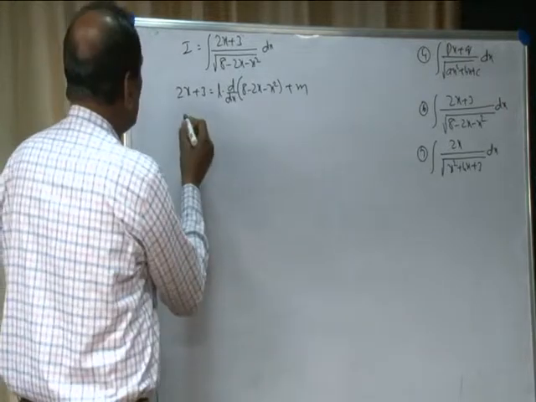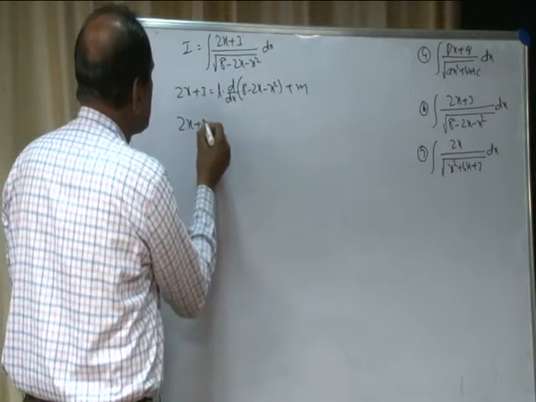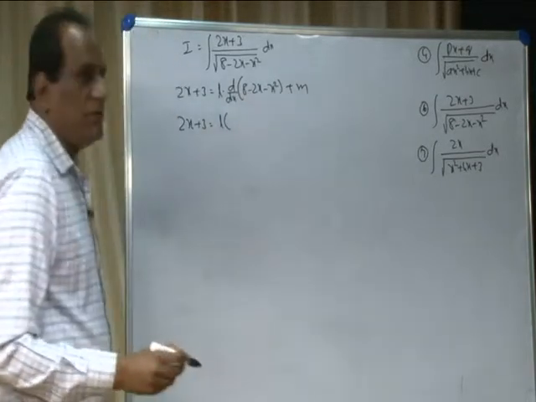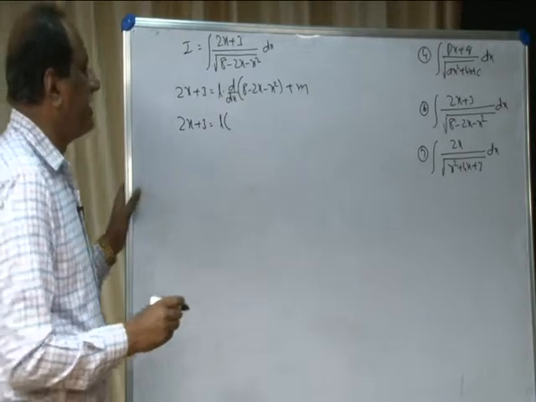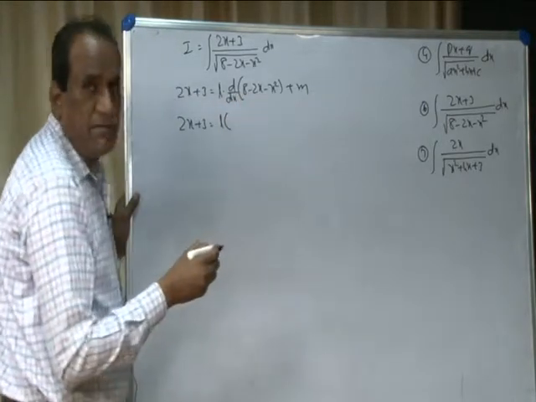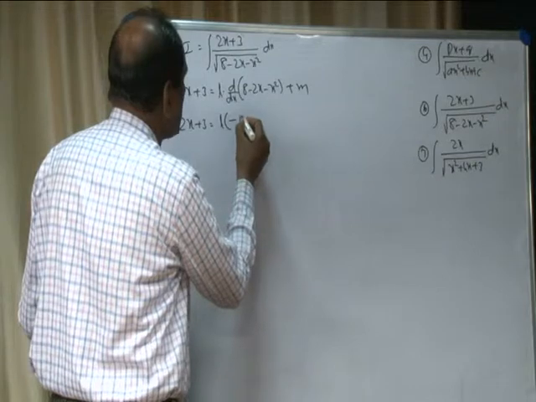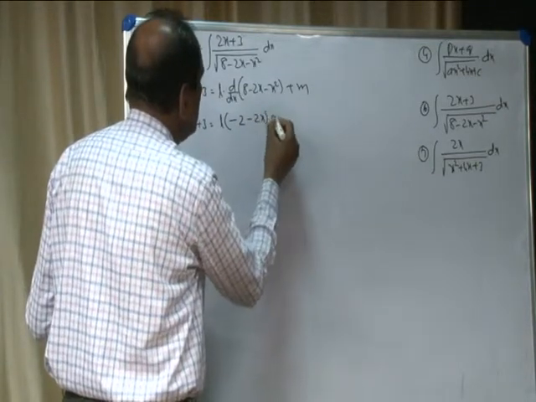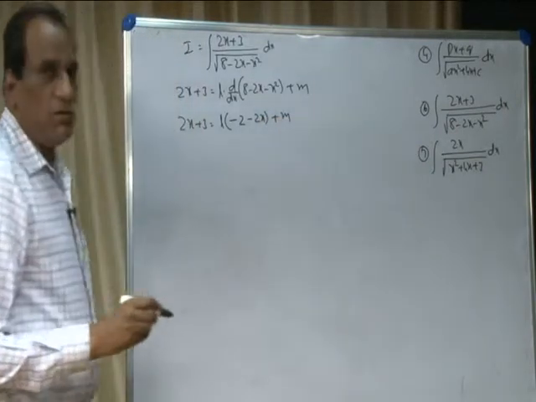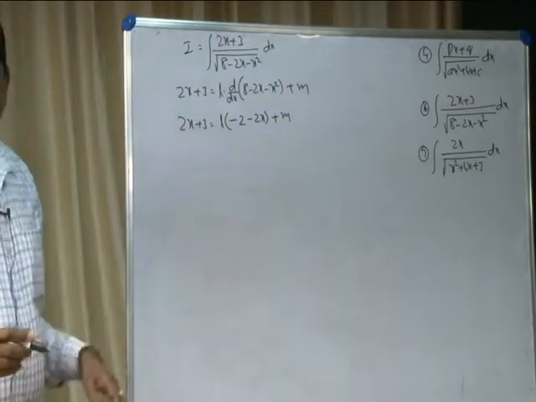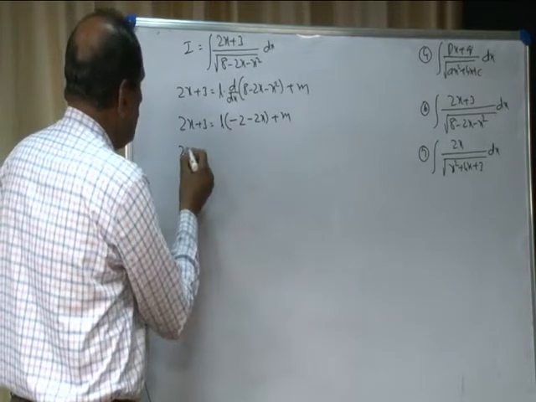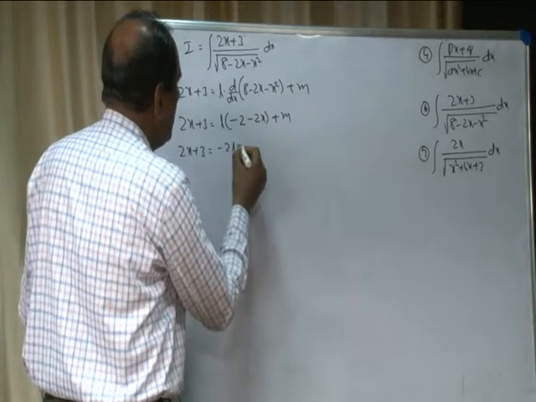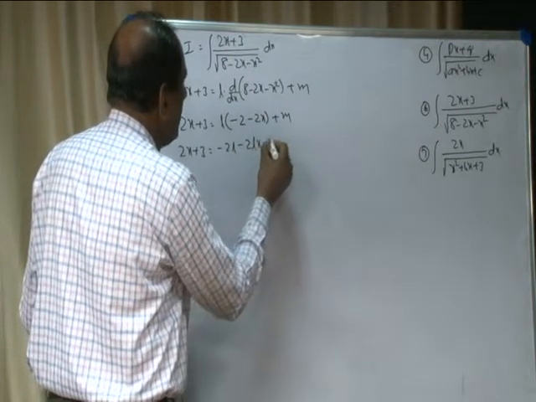Now 2x plus 3 is equal to L into bracket, differentiate 8 minus 2x minus x square with respect to x. 8 is a constant, derivative is 0, minus 2x derivative is minus 2, minus 2x derivative is minus 2x, so minus 2 minus 2x, plus m. Now how to find the L and m values? Remove the brackets: 2x plus 3 is equal to minus 2L minus 2Lx plus m.